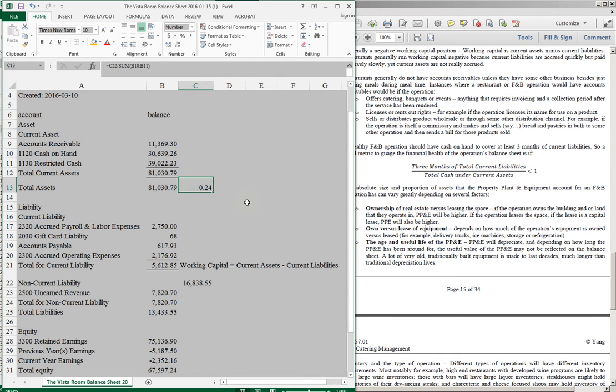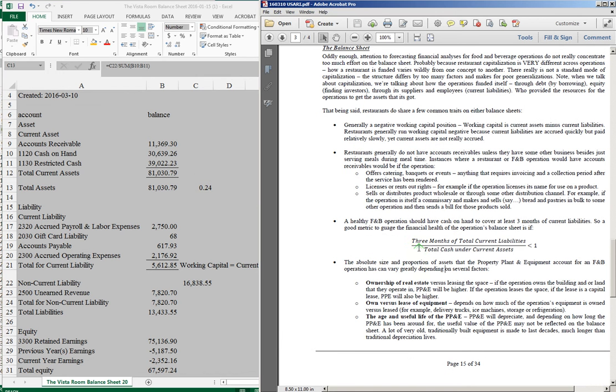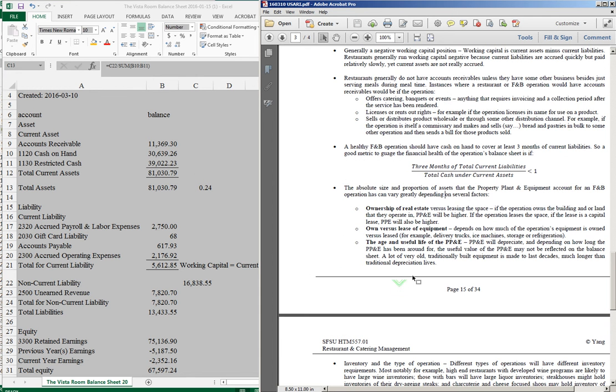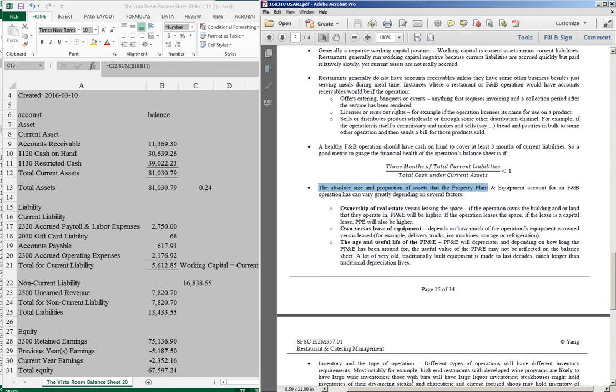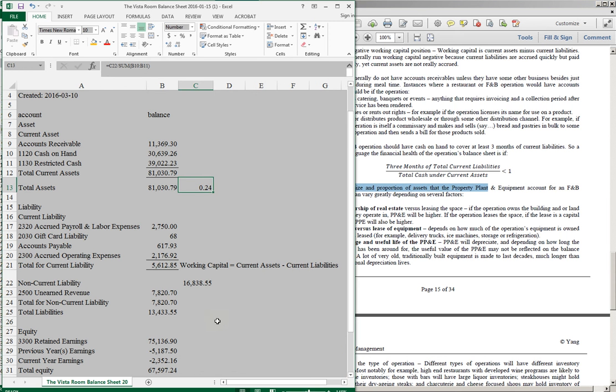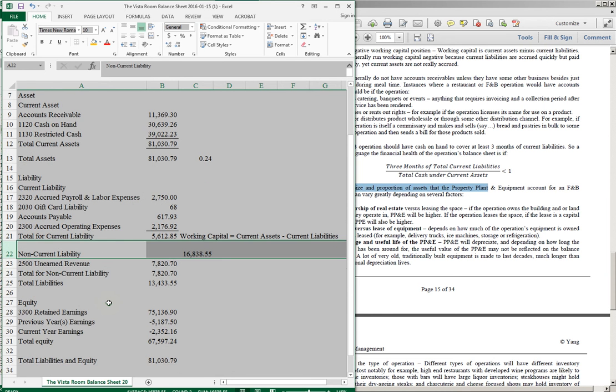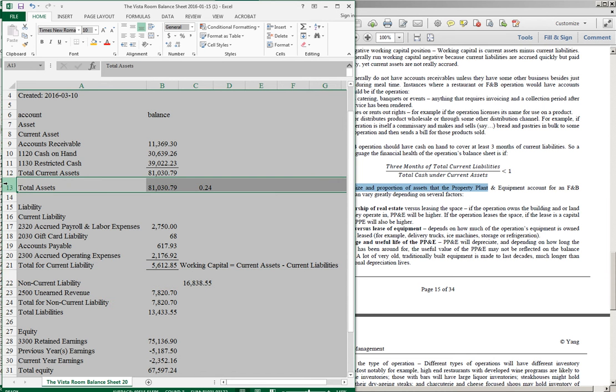And the other thing to take note of is that the absolute size and portion of assets that are held in property, plant, and equipment for a food and beverage operation will vary greatly. And you'll notice that on the Vista Room balance sheet, we don't list property, plant, and equipment. There are no long-term assets listed, and this is for 2 reasons.